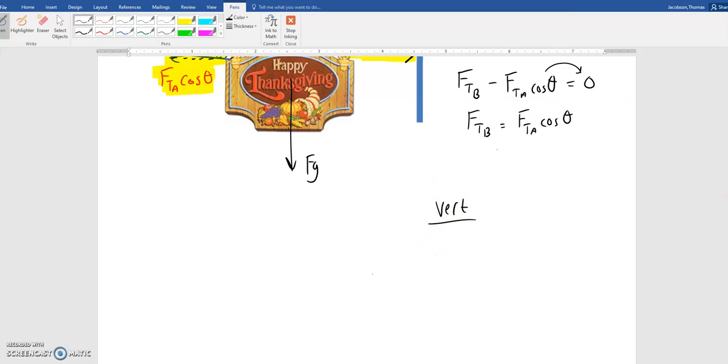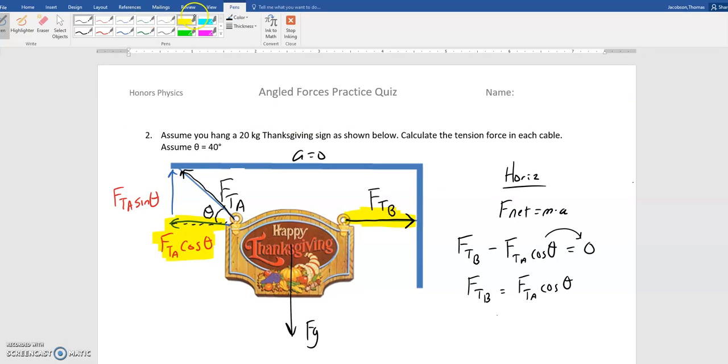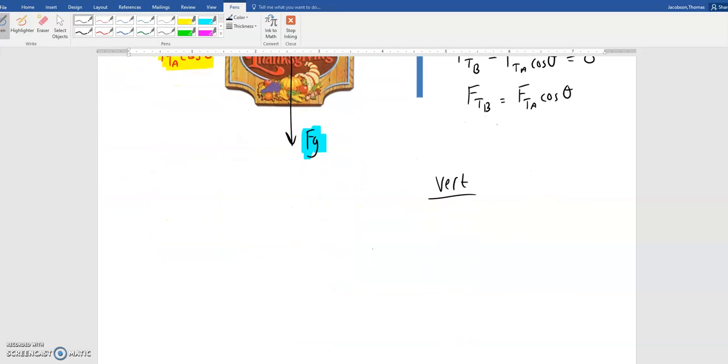So vertically, I go up to my force diagram and I say, all right, what are my vertical forces? It looks like I have FTA sine theta and FG. So then I'll go back down here. And I've got F net equals m times a. So FTA sine of theta minus FG equals m times a. And again, my acceleration is 0 because this sign's not moving.